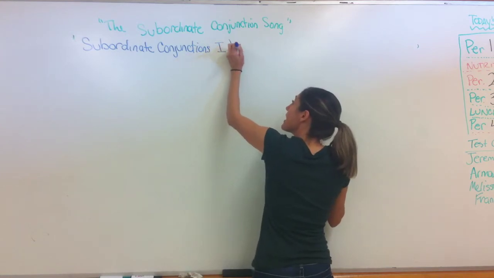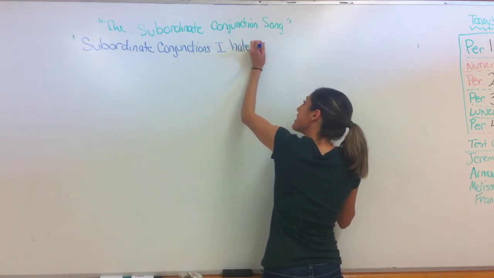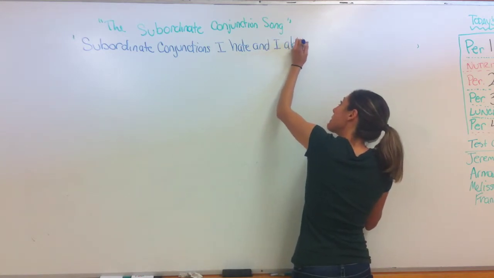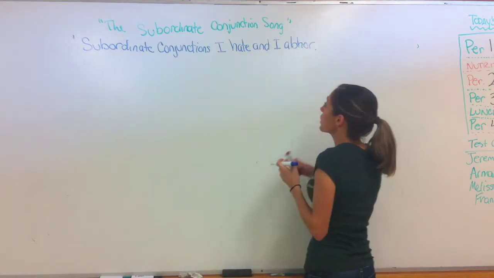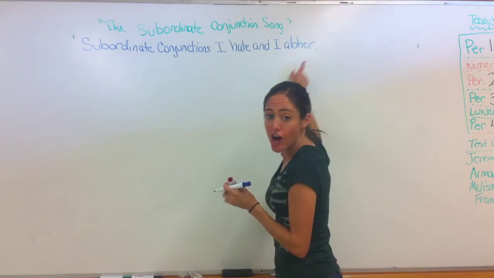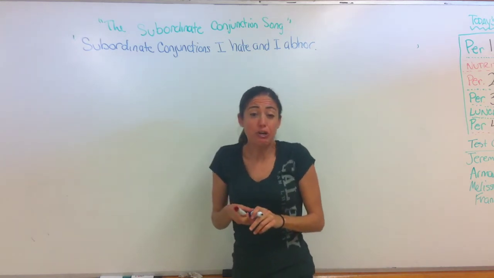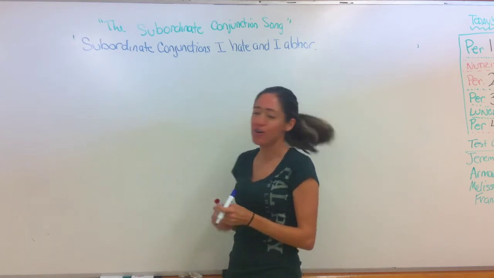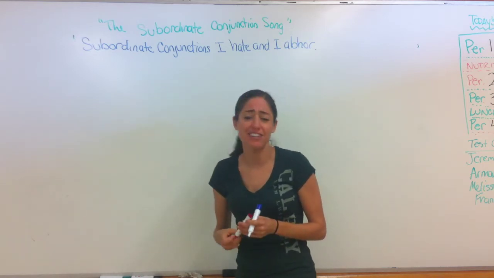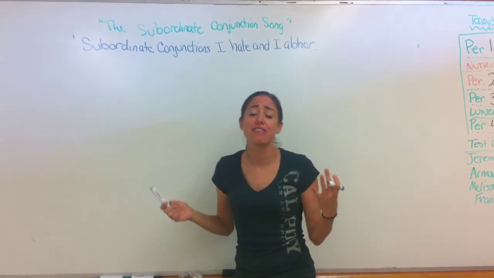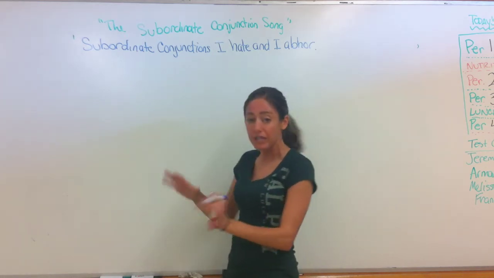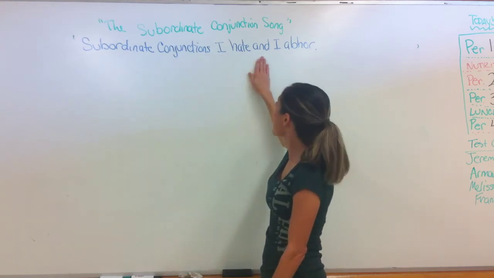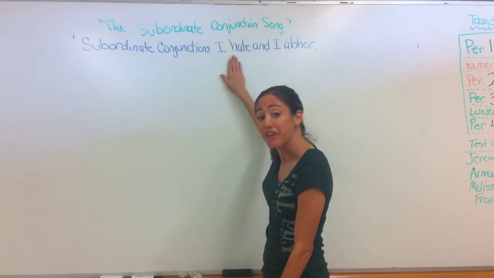I hate and I abhor. Abhor, A-B-H-O-R. It's the opposite of adore. When you adore something, you love it. When you abhor it, you hate it. So we're going to just say, you know what, I hate learning these different grammar things. They're just confusing and hard, but we're going to learn them anyway. So subordinate conjunctions, I hate and I abhor. Abhor is another word for hate.